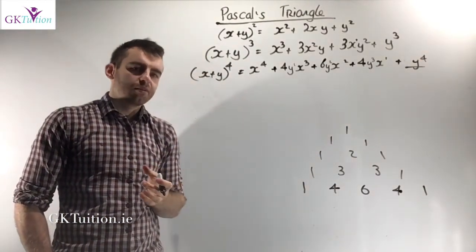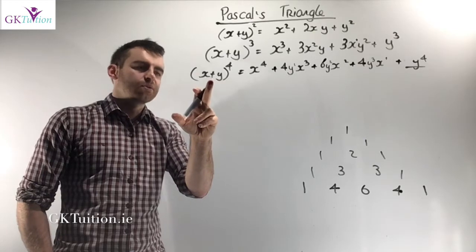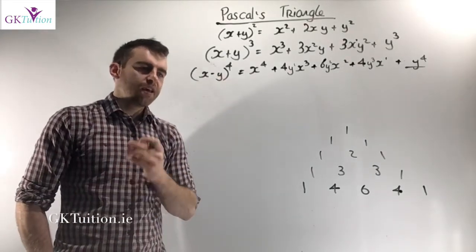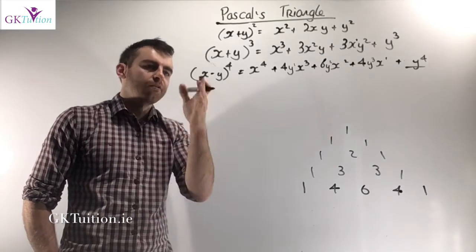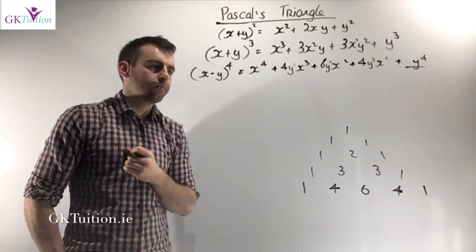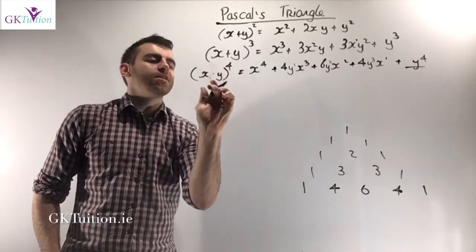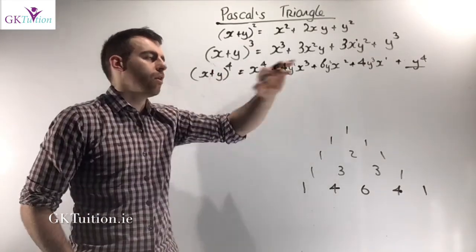Now, let's just consider what would happen if this was a minus. Imagine if it was x minus y. If it's x minus y, or if it's some term minus another term, then every second term will be negative. So let's actually just compare them. If it's x plus y, then they're all just pluses.